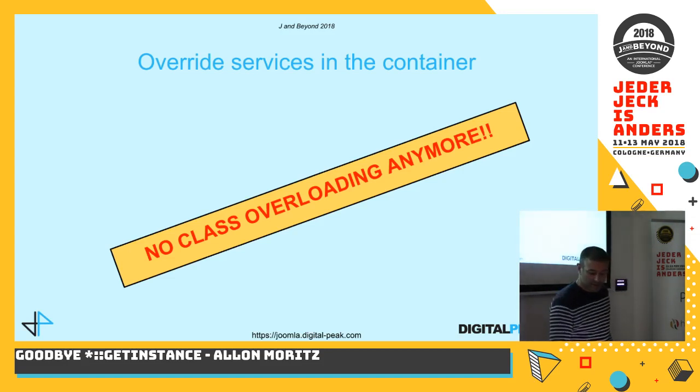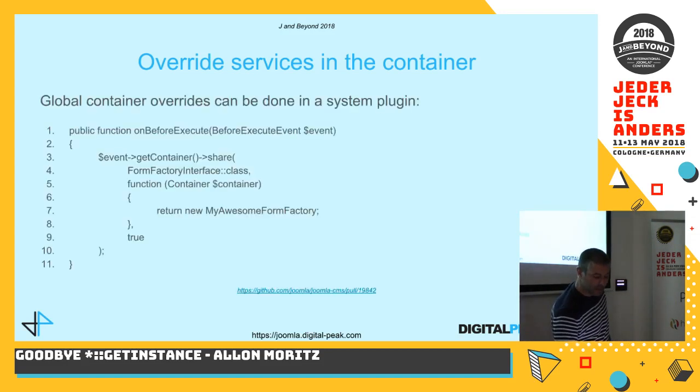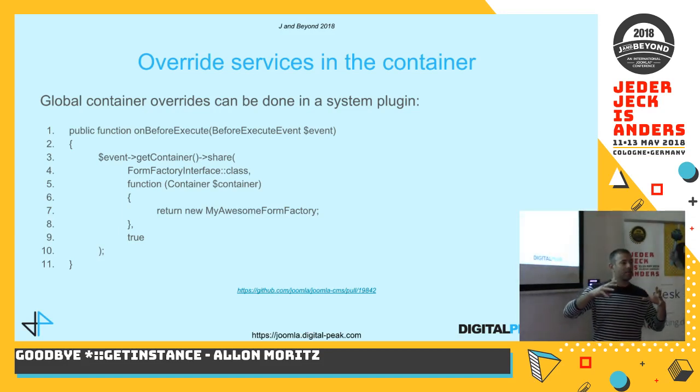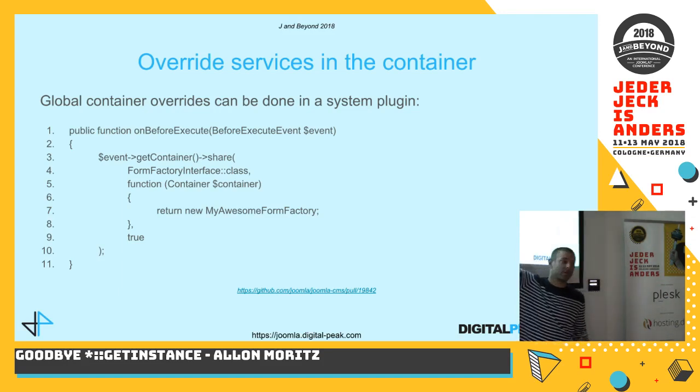And now with the service approach, it's much easier. If you, for example, want to provide in core your own instances of a JForm instance, the only thing you have to do now is to listen to the on before execute event that's triggered before the application is executed, before any JForm is loaded and everything. And you can then register on the container a new service provider, which returns my awesome form factory.